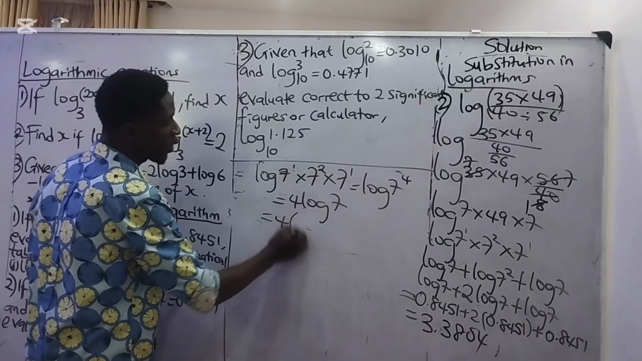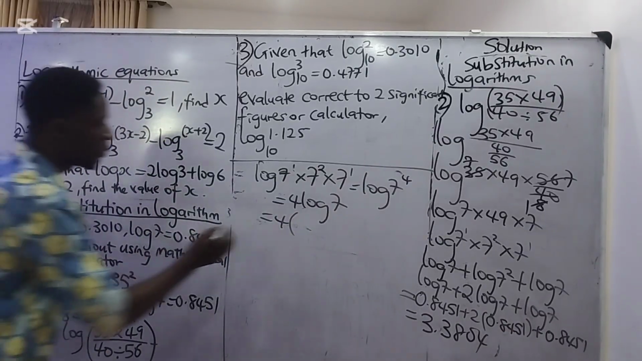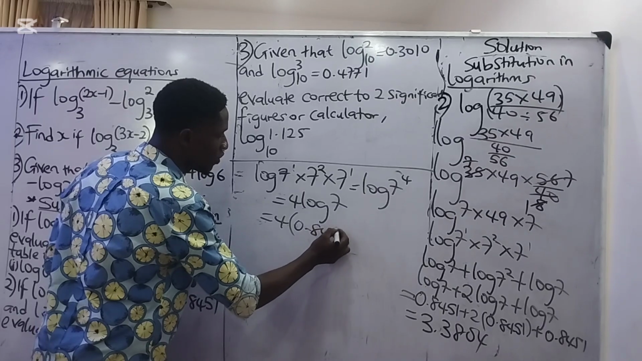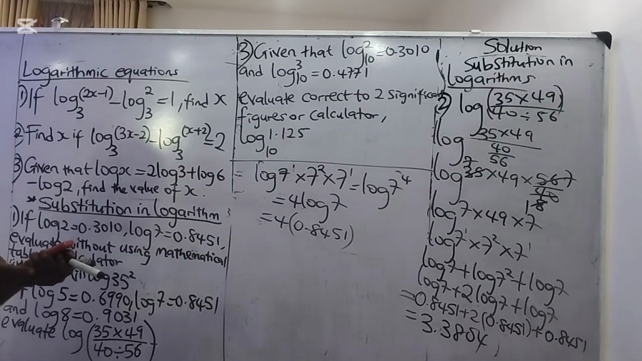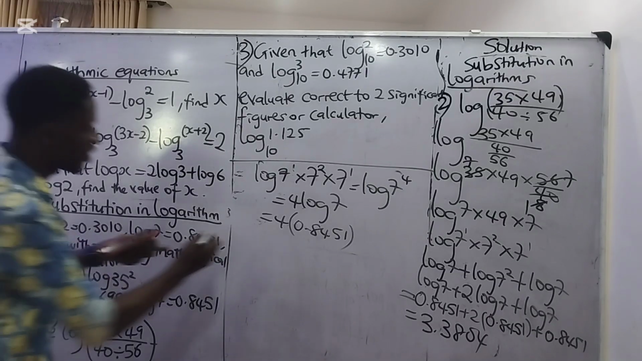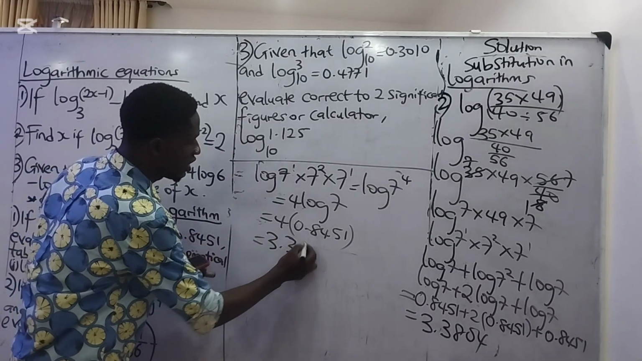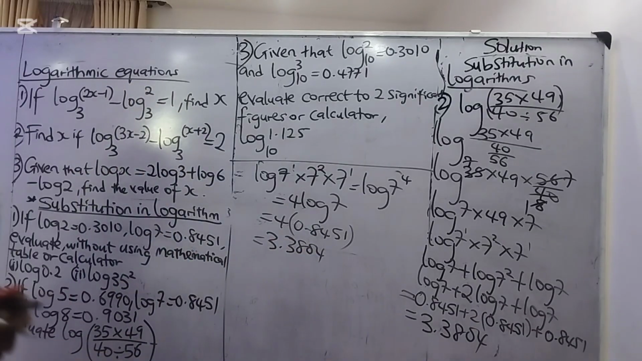Is equal to 4 brackets log 7, which should give us 0.8451. Let's check it out and see what we are going to get. So 4 times 0.8451 will still give us 3.3804. So any one you want to use is still correct. So that is the answer for number 2.